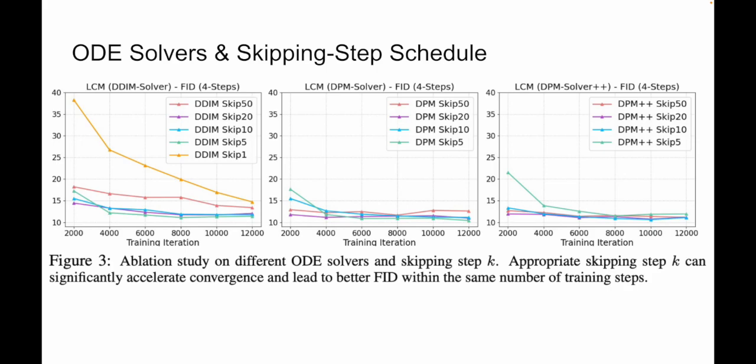Also, the DPM and the DPM++ solvers perform better at a large skipping step, let's say k equals 50, compared to the DDIM solver, which suffers from increased ODE approximation error with a large k value. Also, a very small k value like 1 or 5 results in slow convergence, and very large ones like 50 for DDIM may lead to inferior results.